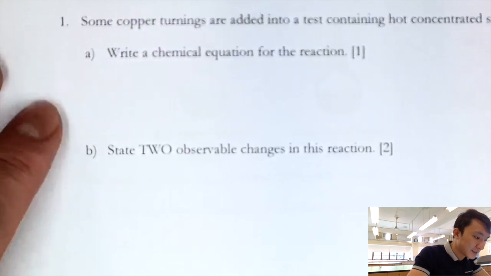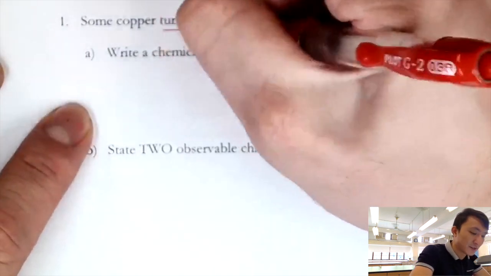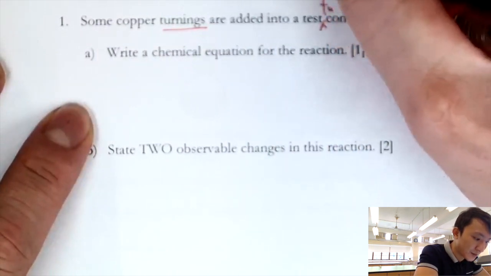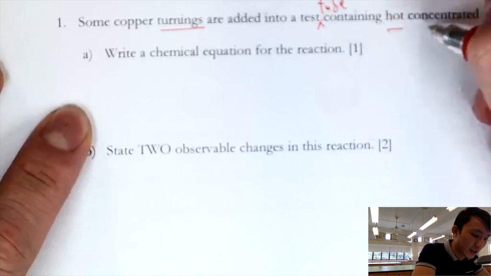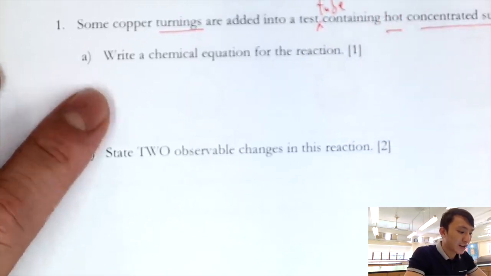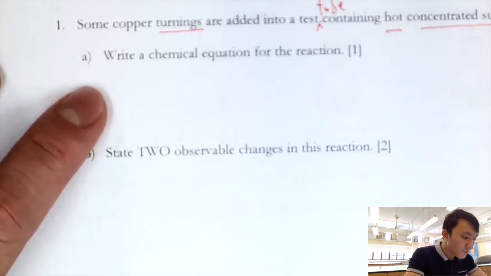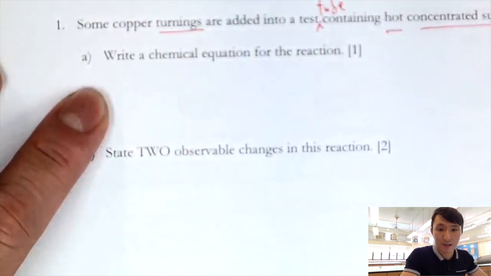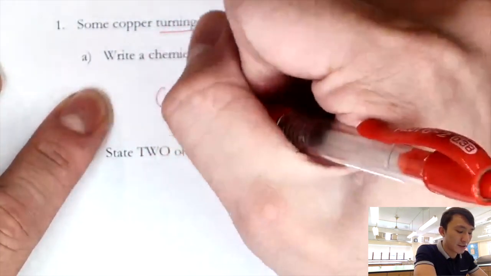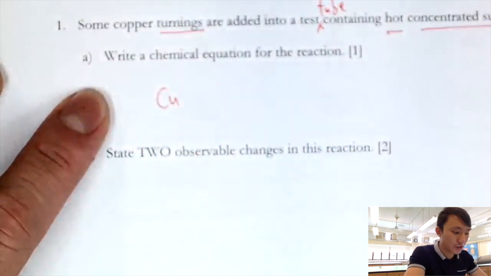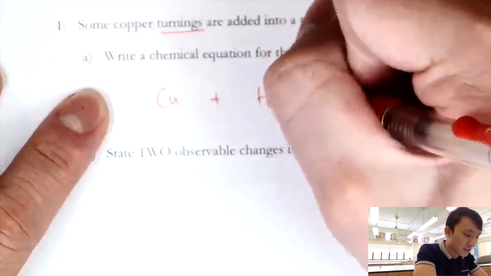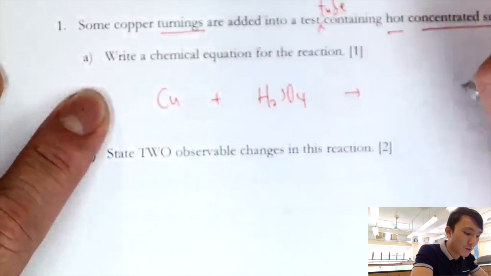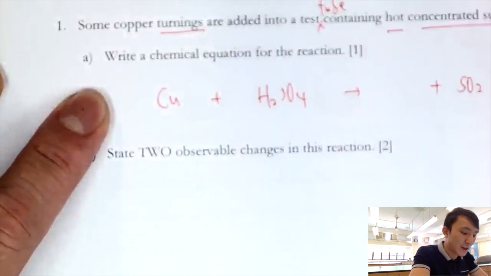So first of all, it says that some copper turnings, so basically some copper solid, are added into a test tube containing hot concentrated sulfuric acid. Now, write a chemical equation for the reaction. So you know that hot concentrated sulfuric acid is an oxidizing agent. So it is not a simple metal and acid reaction. It should be an oxidation where, first of all, sulfur dioxide will be formed, and it also has water.